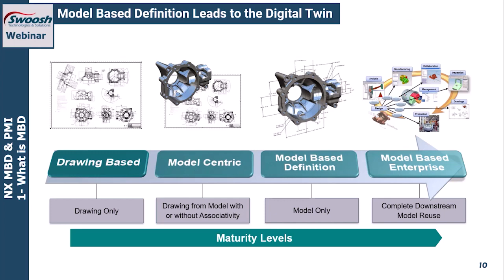If we look at the model-based definition and the digital twin, if we look over on the far left, the drawing-based design process consists of only a drawing. This was the way that we traditionally created parts back before CAD design. We would create that part on a drawing or a drafting board, make modifications. This was all 2D, hand-drawn work.